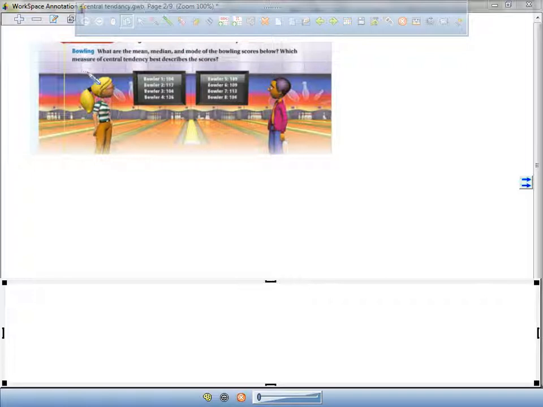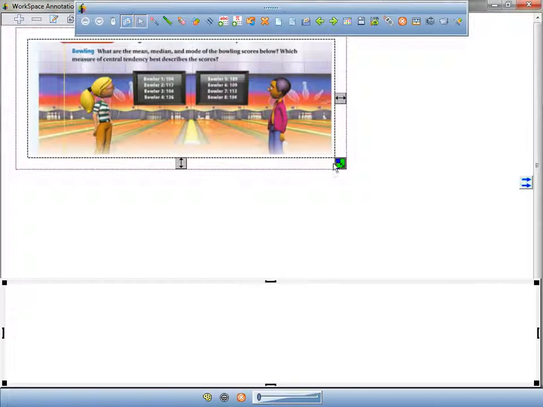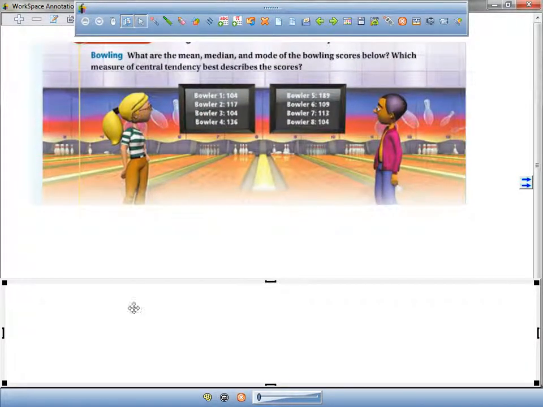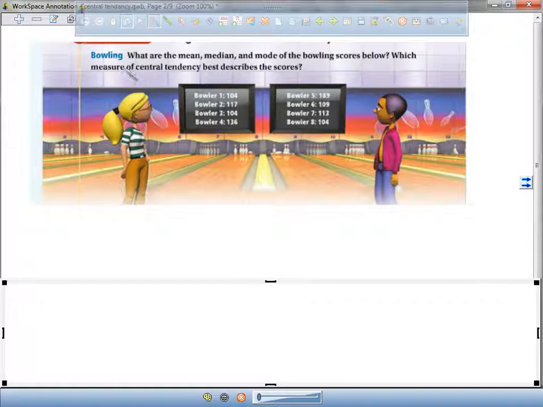I can't see that either. It's pretty small, but I'm going to try to make it bigger. Okay. So, can you see that now? The numbers? A little bit? No? Well, I'll tell you what they are. Here's some bowlers, and it says, what are the mean, median, mode of the bowling scores below? Which measure of central tendency best describes the scores?